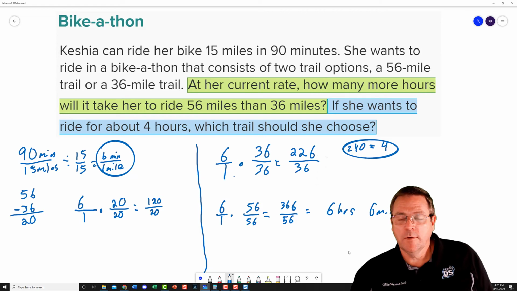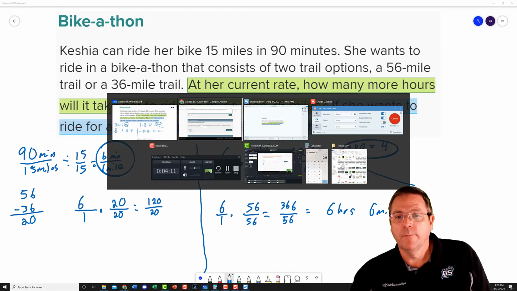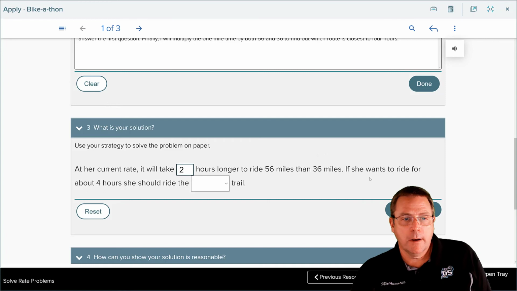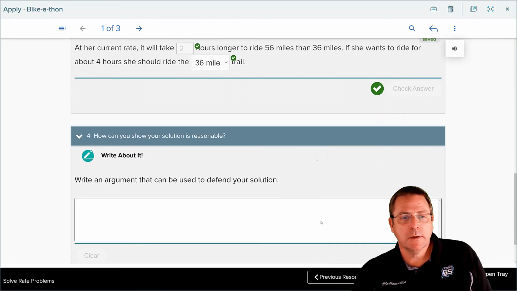So which one of these routes should she choose if she wants to be closer to a 4-hour time? I am definitely thinking the answer is going to be that one right there. So with that, I'm going to go back up here and say that she should choose a 36 mile trail. We're going to check our answers, and it's good. And then you can write in something here about how you would choose to defend your solution.